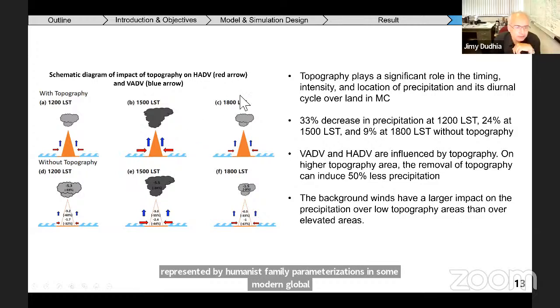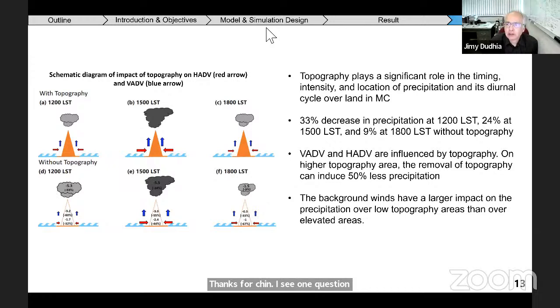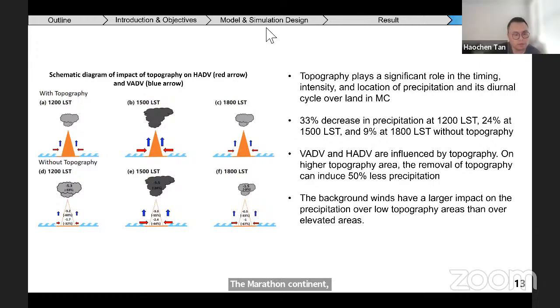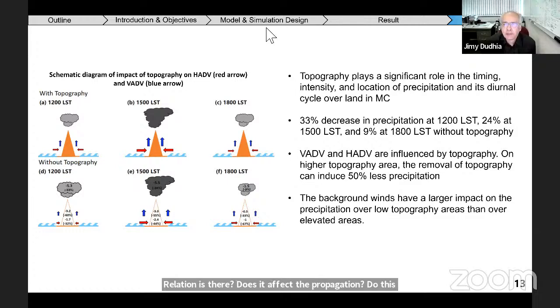Okay, thanks, Chen. I see one question here from Rosimar. Are you hypothesizing that the reduction of precipitation due to terrain explains the propagation of the MJO past the Maritime Continent? Does it affect the propagation of the MJO when you do this?